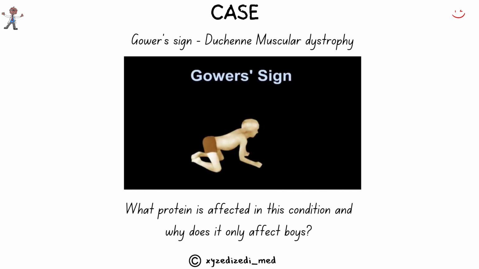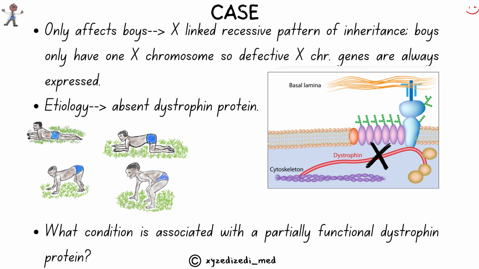What protein is affected in this condition and why does it only affect boys? Pause here and attempt the question. It only affects boys because it has an X-linked recessive pattern of inheritance. Boys only have one X chromosome, so defective X chromosome genes are always expressed. Its etiology is an absent dystrophin protein.